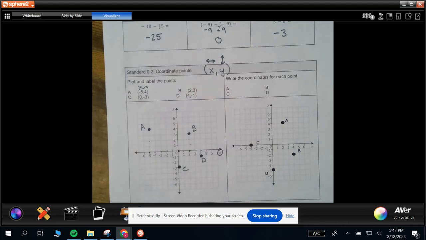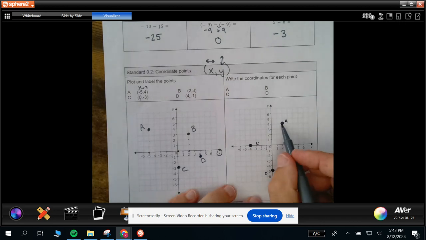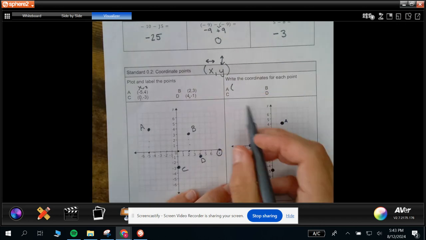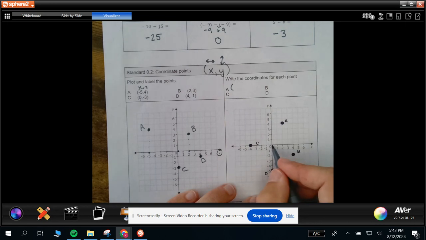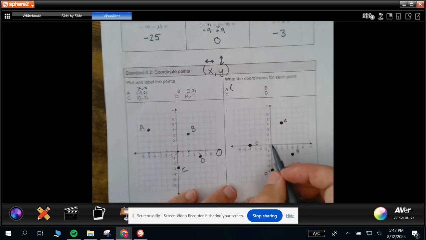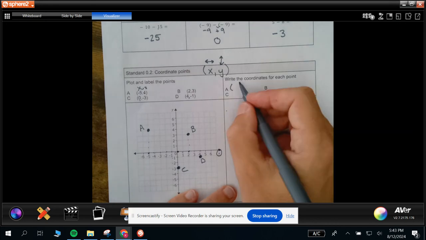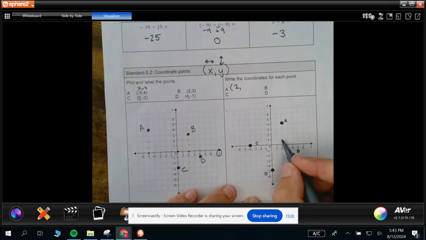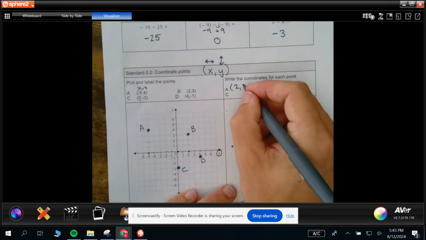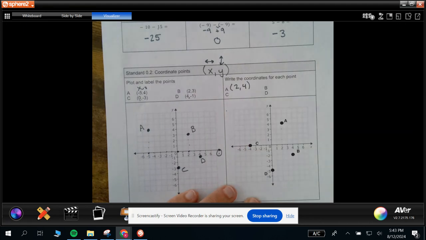All right, now we're going to go the other direction. We're going to write the coordinates for each point. So what are the coordinates for A? Remember, the first part is my x value. So starting at 0, 0, how far left or right did I go to get to point A? I went 1, 2 to the right, and then I went 1, 2, 3, 4 up. So that's 2, 4.